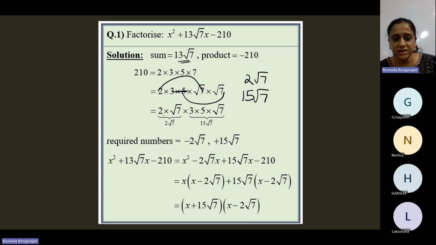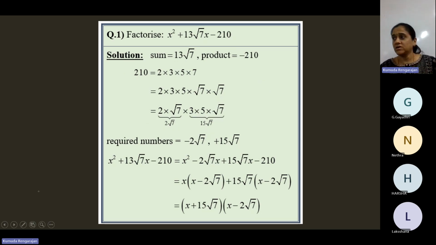You can see I've rearranged and written here. This is actually rough work. So 2 into root 7, and 3 into 5 into root 7. So 2 root 7 and 15 root 7 are the two numbers. And then fix the signs. After identifying the numbers, fix the signs.